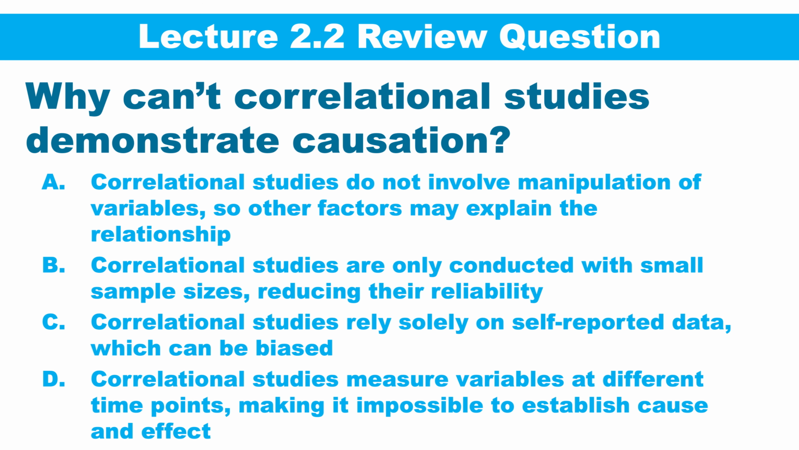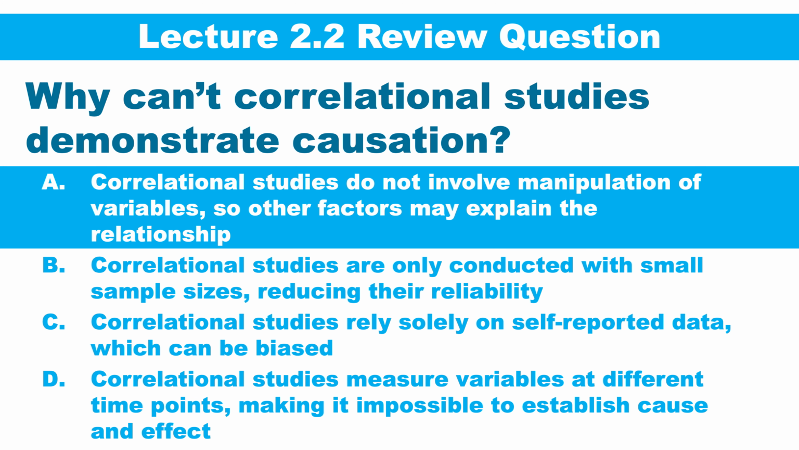The correct answer is A. Correlational studies measure relationships between variables, but do not manipulate them, which leaves open the possibility of confounding variables explaining this association. Now let's shift our focus to today's topic, ethics in research.